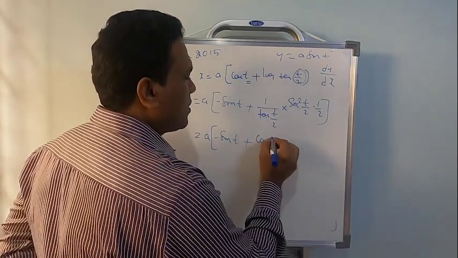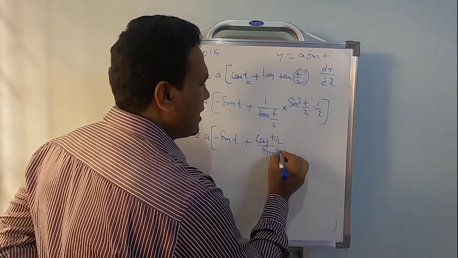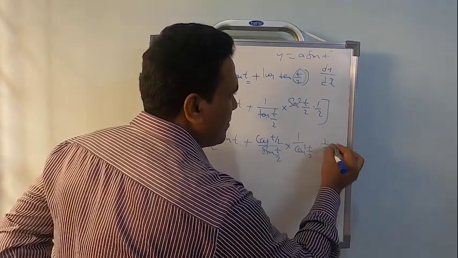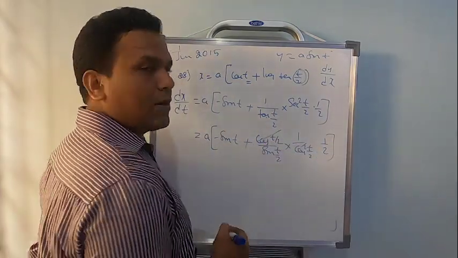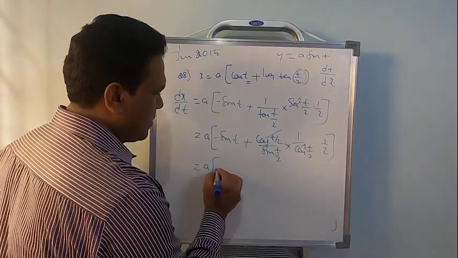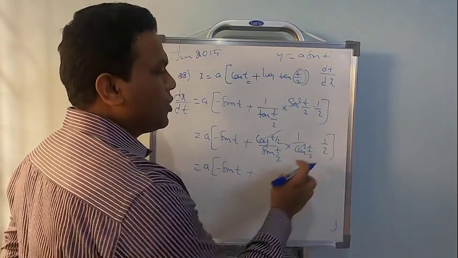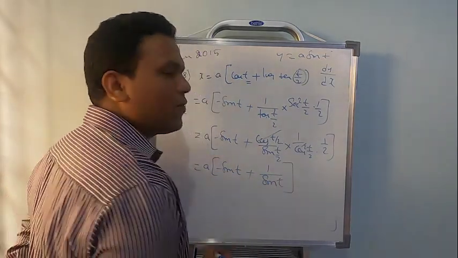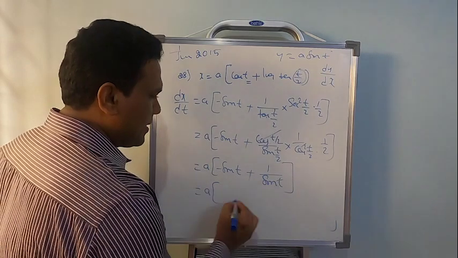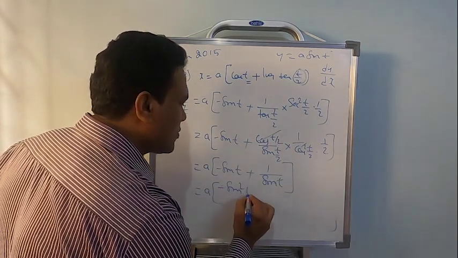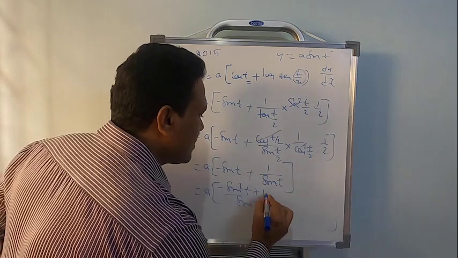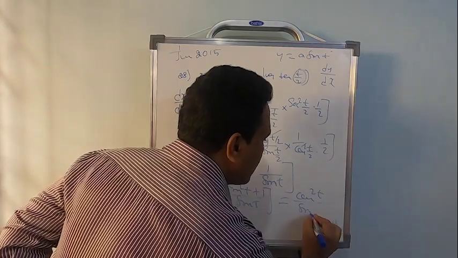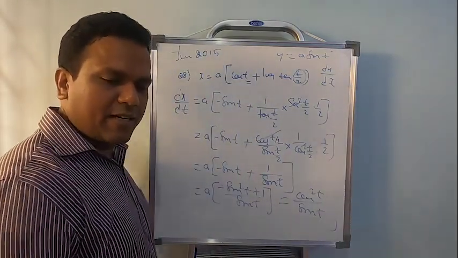So this can be written as what? Cos t by 2 by sin t by 2 multiplied by secant square, which is 1 by cos square t by 2, multiplied by 1 by 2. So you can eliminate one power of cos. a into minus sin t plus 2 sin t by 2 cos t by 2, that is nothing but sin t, the submultiple formula for sin. Take LCM, so minus sin square t plus 1 by sin t, and 1 minus sin square is cos square. So cos square t by sin t. Let's retain this. This is dx by dt.